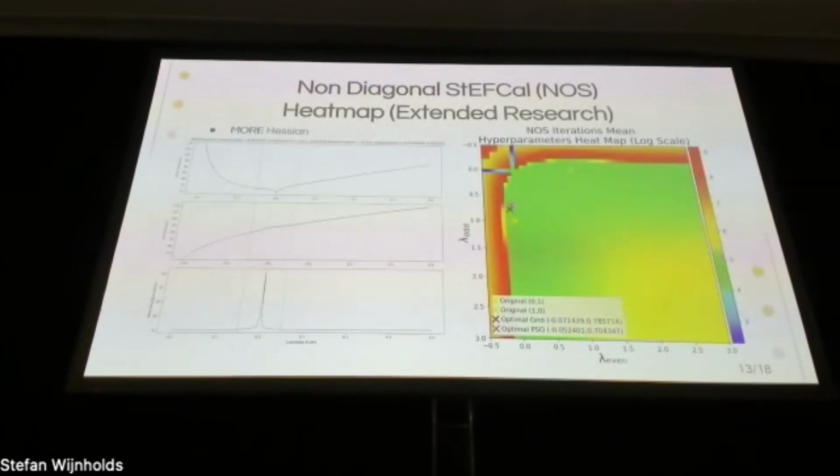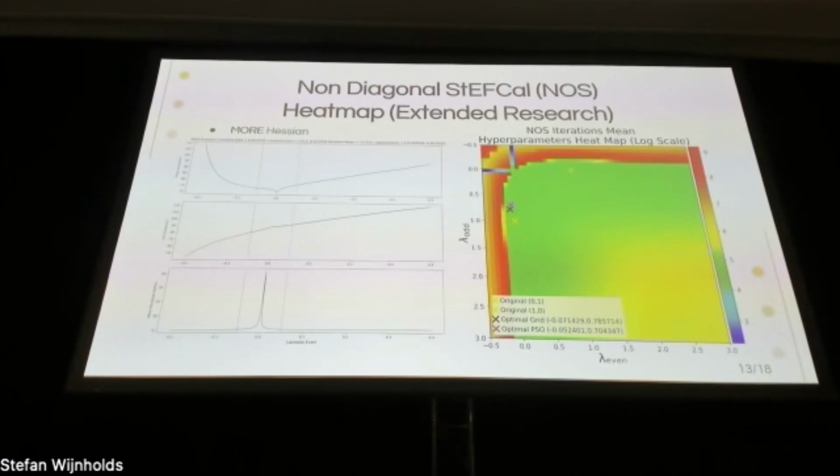So we did some more research. This is extended research. We also created a new algorithm called non-diagonal STEFCAL. What non-diagonal STEFCAL is: we have LM that uses the whole Hessian, we have STEFCAL that uses the diagonal Hessian, but we created this non-diagonal STEFCAL that uses a better estimate of the Hessian. So it lies in between LM and STEFCAL.